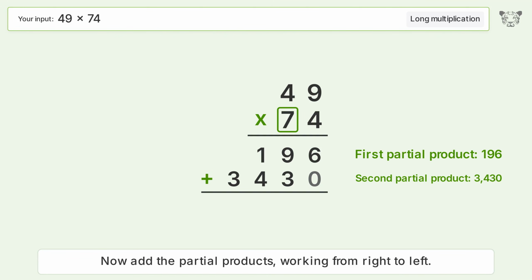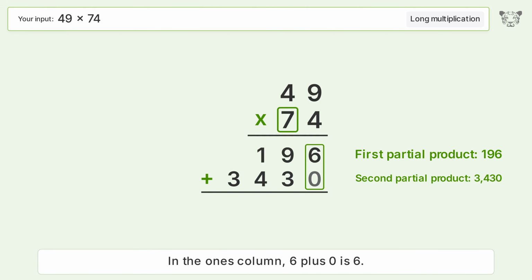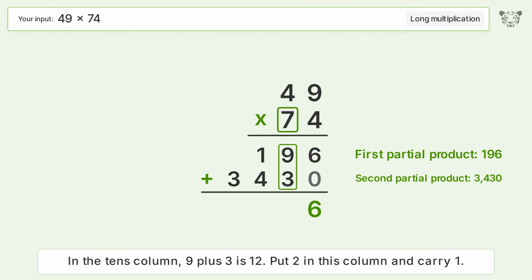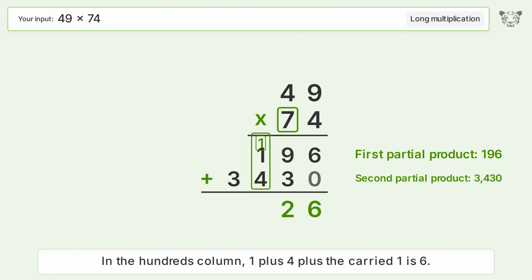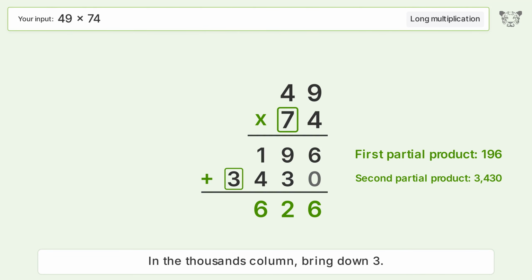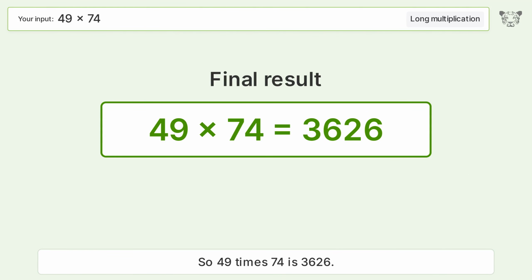Now add the partial products, working from right to left. In the ones column, 6 plus 0 is 6. In the tens column, 9 plus 3 is 12. Put 2 in this column and carry 1. In the hundreds column, 1 plus 4 plus the carried 1 is 6. In the thousands column, bring down 3. The whole product is 3626. So 49 times 74 is 3626.